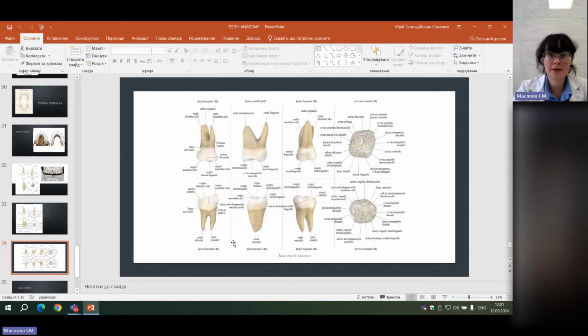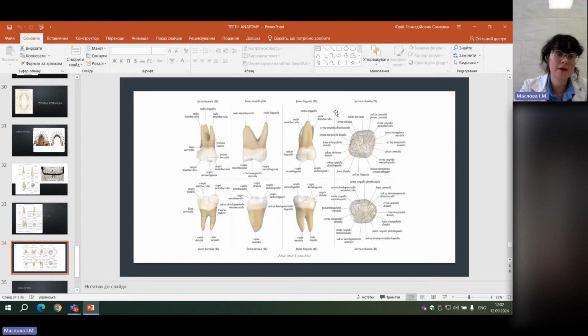For example, the first upper molar, which has three roots, two buccal and one palatal, you can find three root canals: two buccal, mesial and distal, and one palatal canal in the palatal root.